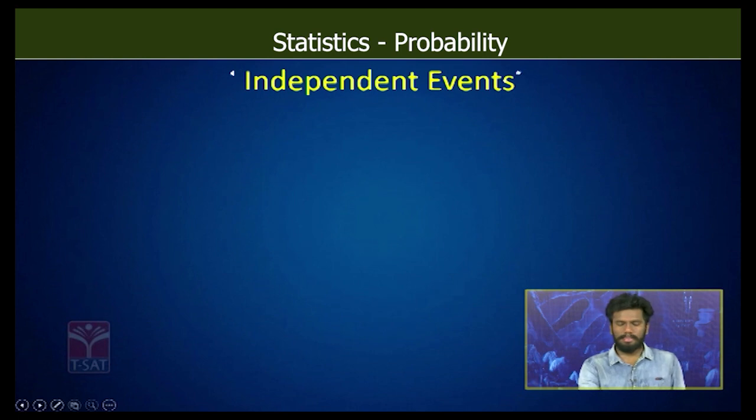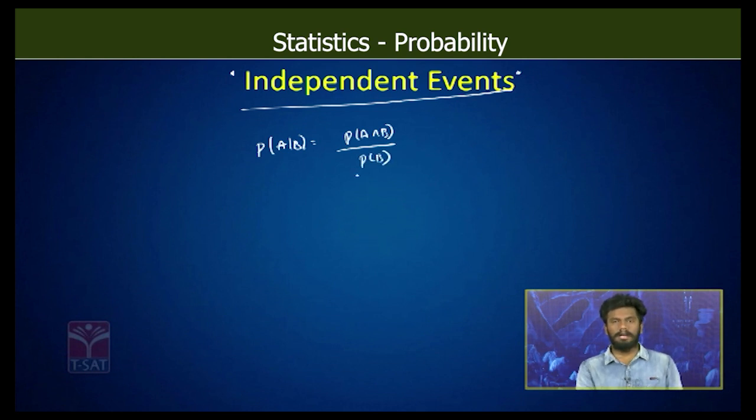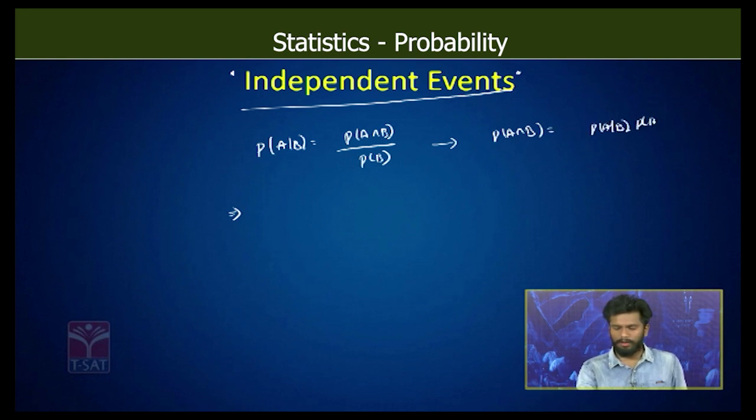So in statistical terms, what is the independence of events? So we know that the conditional probability P of A given B is equal to P of A intersection B divided by P of B. So this is the conditional probability formula. So from this we have derived the multiplication theorem, that is P of A intersection B is equal to P of A given B into P of B.